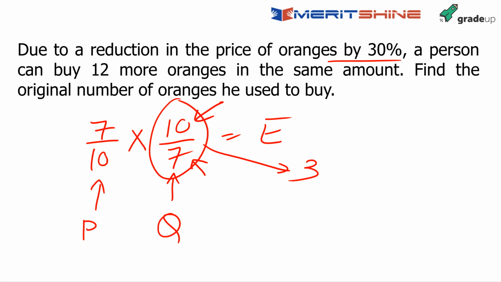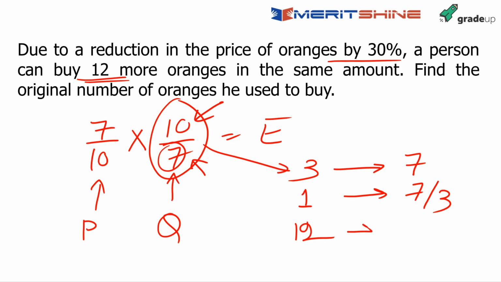If the change in quantity is 3, what is he asking? Find the original number of mangoes he used to buy. So when the change in quantity is 3, what is the original number he was buying? It was 7. Again we are using the unitary system. Had the change in quantity been 1, how many? 7 by 3. Now we know that the change in quantity is 12. So the answer would be 12 into 7 by 3. And how much is this? I think this is 28.